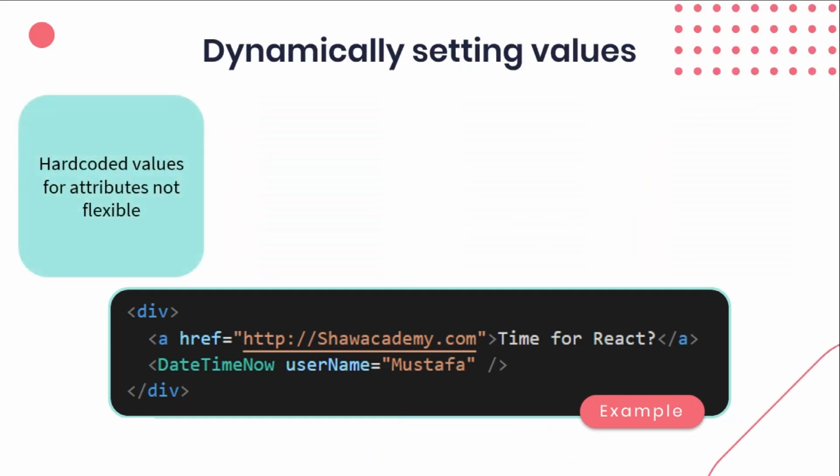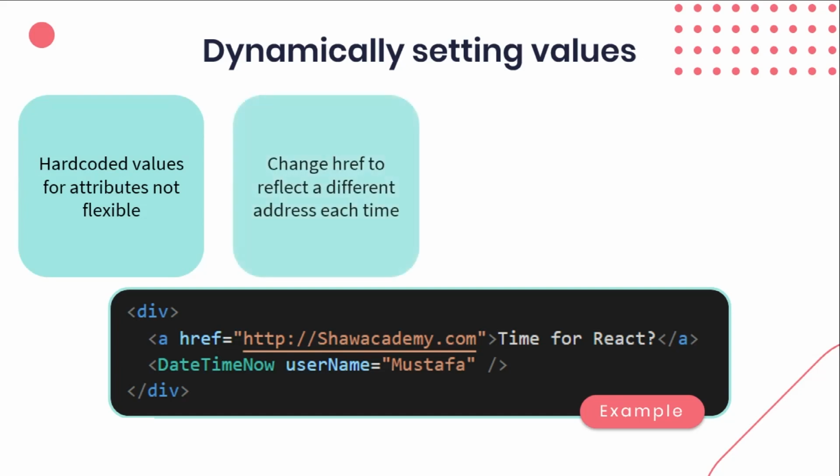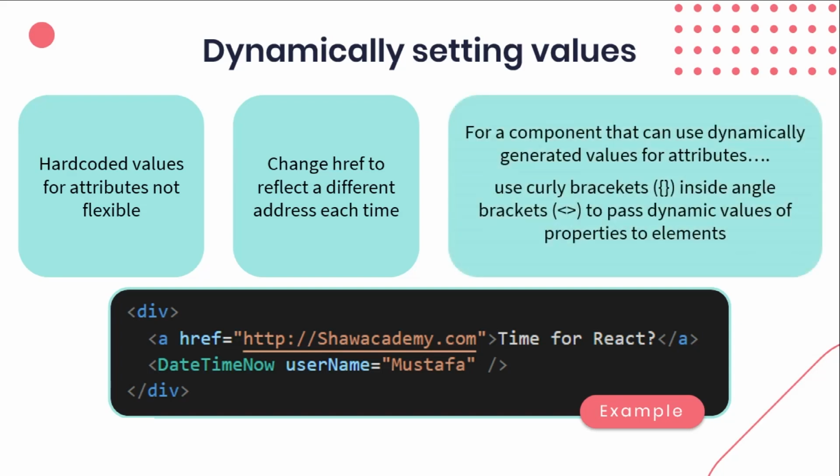Using hardcoded values for attributes isn't flexible. If you want to reuse the link component, then the href must change to reflect a different address each time. This is called dynamically setting values versus hard coding them. Let's go a step further. For a component that can use dynamically generated values for attributes, those values can come from component properties, this.props. After that, everything is easy. All you need to do is use curly brackets inside angle brackets to pass dynamic values of properties to elements.